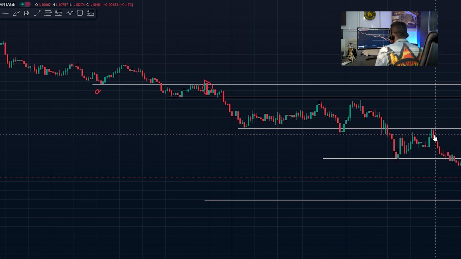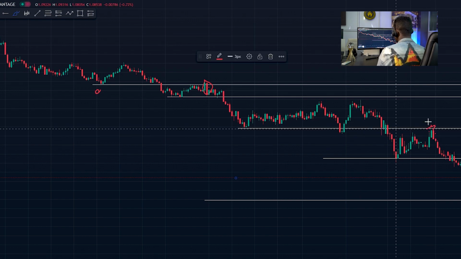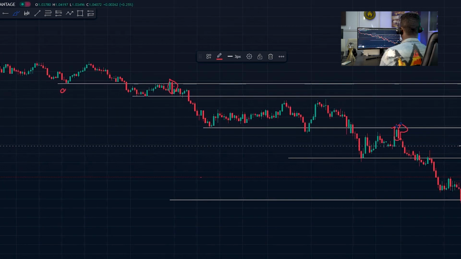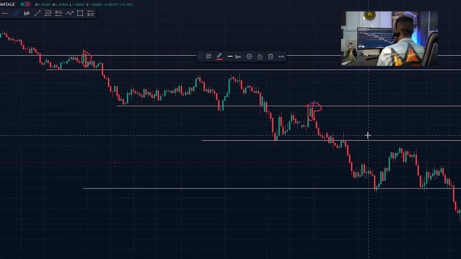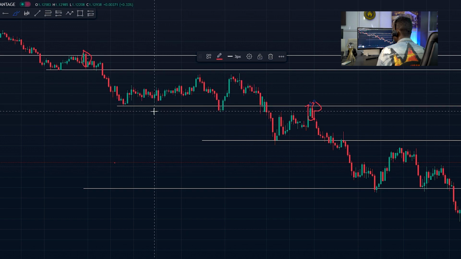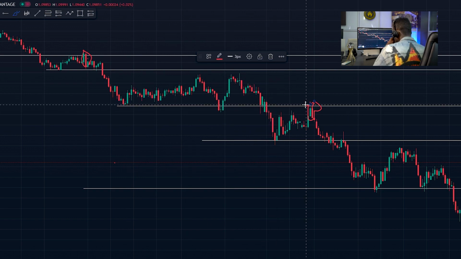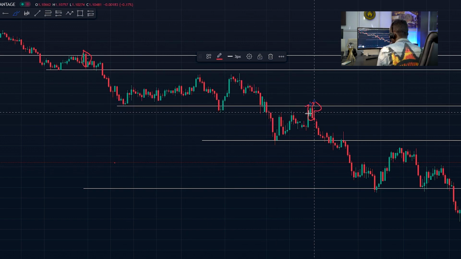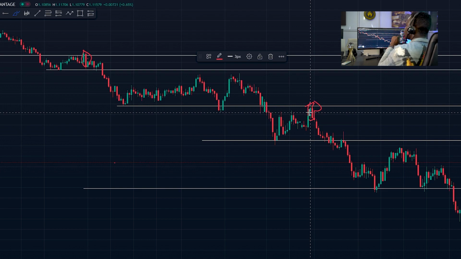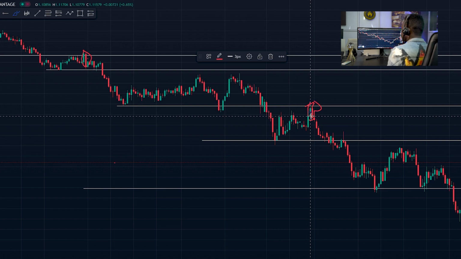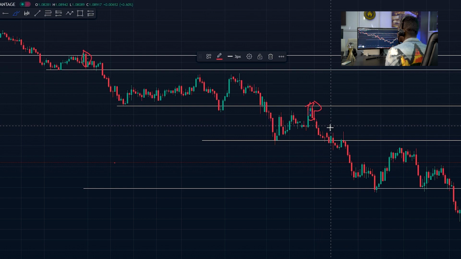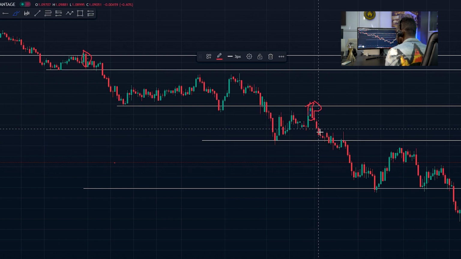Let's look at what happened. Okay, see it here. So this is another turning point, and as we can see, the market came here, gave another bearish engulfing candlestick pattern. What happened after that? The market sold from here to this point.